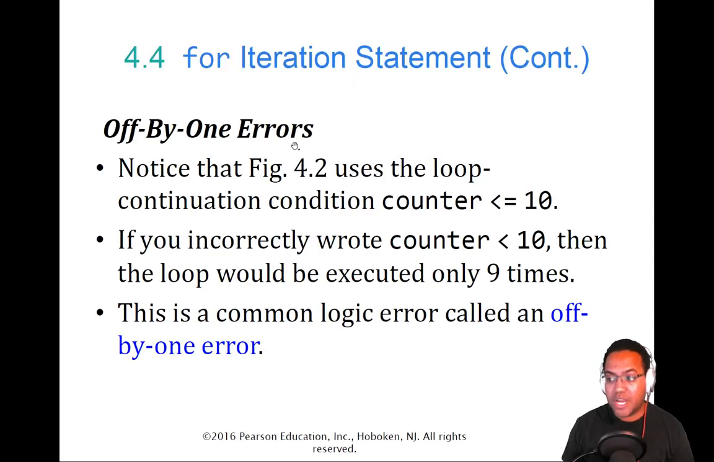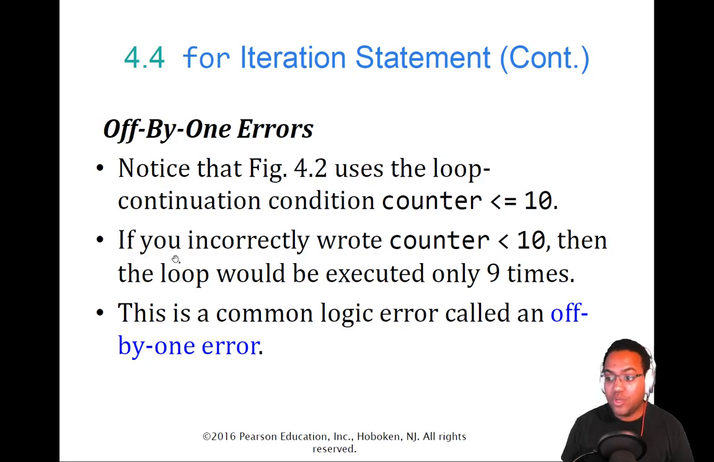Alright. Off by 1 errors. This is what happens when your iterations are off just by a little. So this counter is greater than or equal to, or less than or equal to 10, could be a problem if you initialize counter to the wrong number. If I initialize counter to 0 and I say in the loop, when counter is less than or equal to 10, what's going to happen? It's going to iterate 11 times. It iterates for the 0 and it iterates for the 10. And then it will stop. If you only have 10 values, you don't want that.